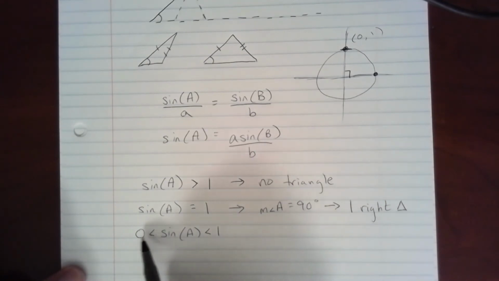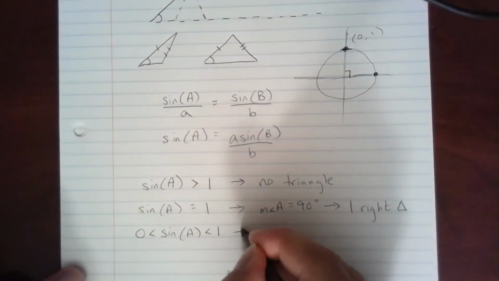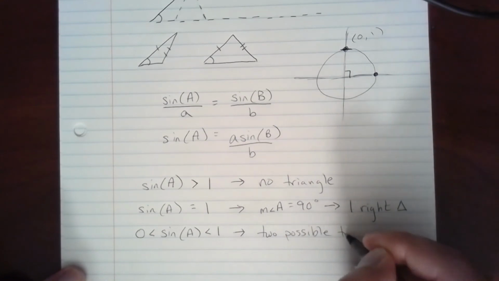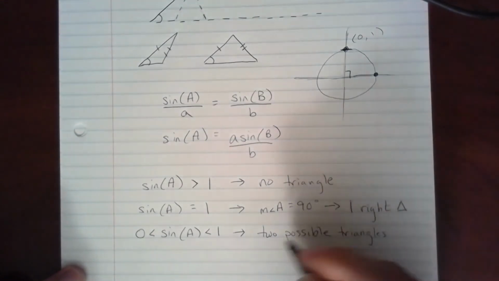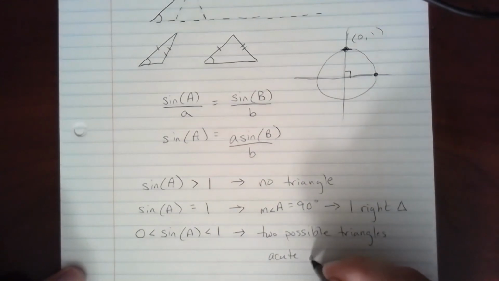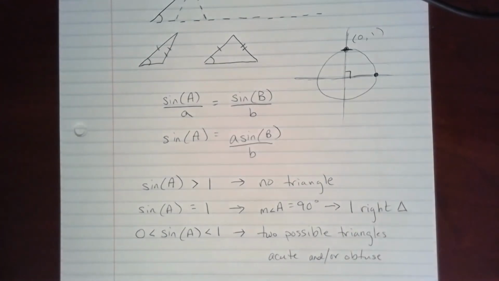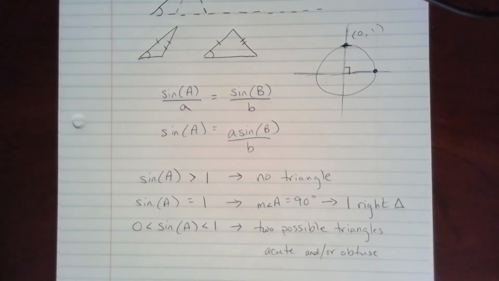So if sine falls between 0 and 1, it's going to turn out that you will have two possible triangles. And under these circumstances, you could have an acute and/or an obtuse triangle here. The idea being that you could have an acute triangle, or you could have both of these. Some problems may only ask for the obtuse triangle. You see sometimes problems will say, well, this angle is an obtuse angle. And so that's something to watch out for as well. But these are the conditions you're going to check, and we'll see this in our examples soon in another video.